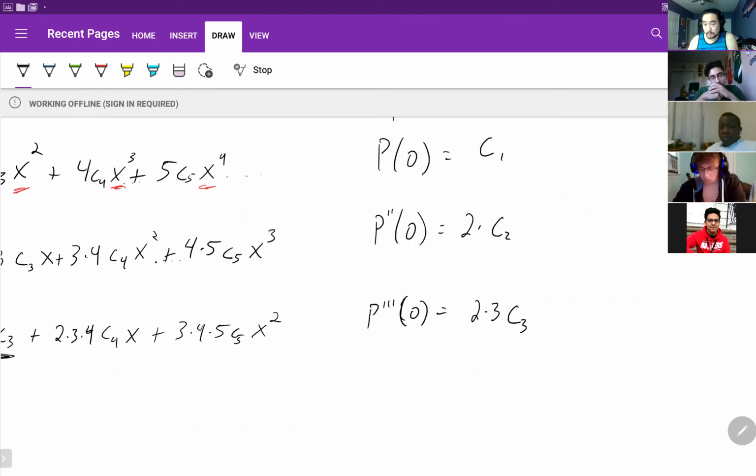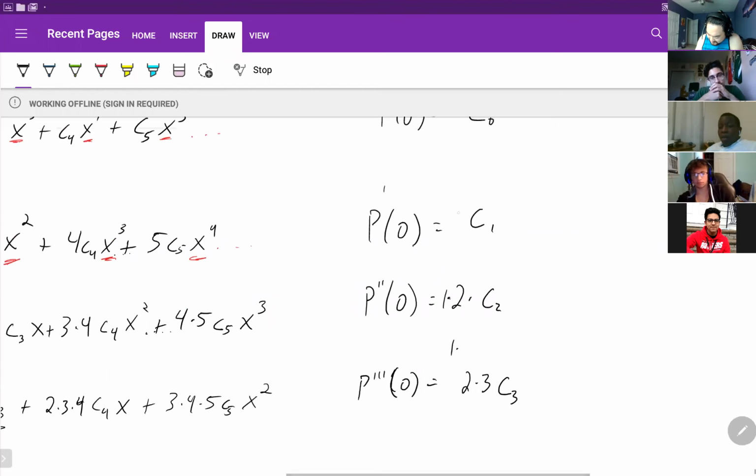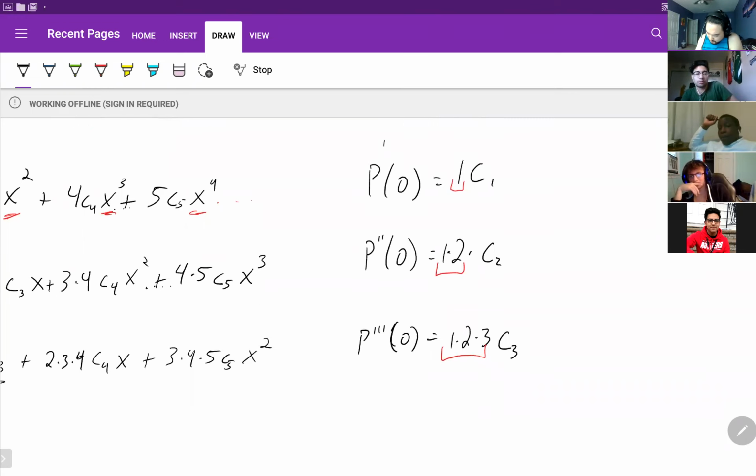Isn't this sort of resembling a telescoping series, where the terms in the middle eliminate themselves and you're left with the first term? No, this isn't a telescoping series. Maybe what if I did this? As the terms get bigger, the constants outside grow. Tell me, what do you think the fourth derivative at 0 would look like? 4 times 3 times 2 times 1 times C sub 4.